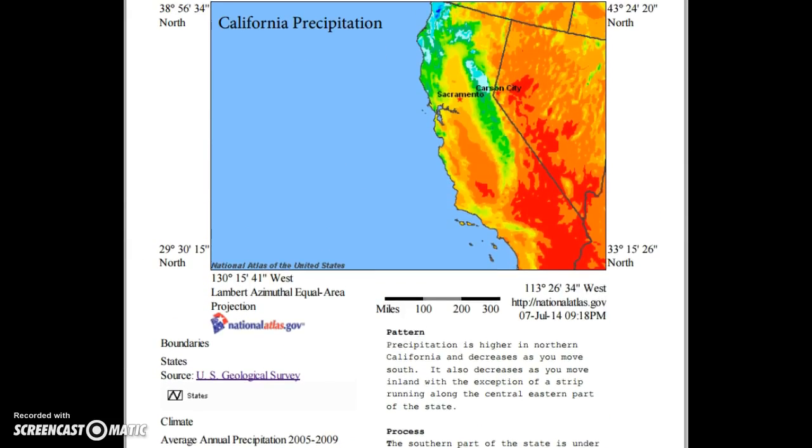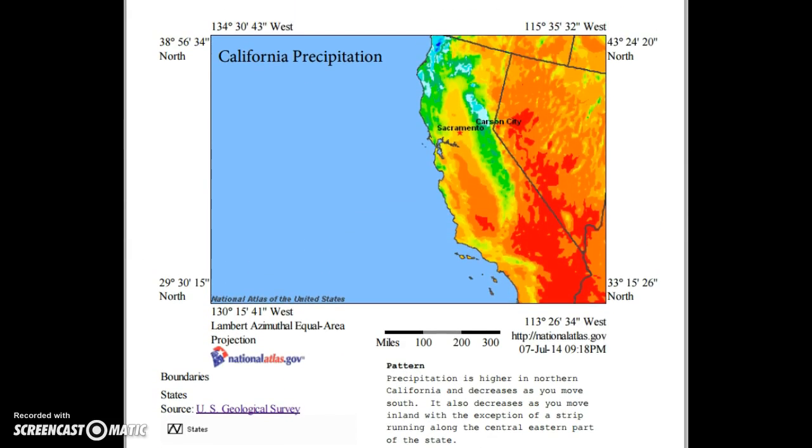Moving on to the regional map. Here we have a map of the entire state of California. And when we look at our pattern, we notice two things. One is that precipitation tends to be higher in the northern part of the state, drier in the southern part of the state, and precipitation tends to be higher along the coast and drier towards the interior.